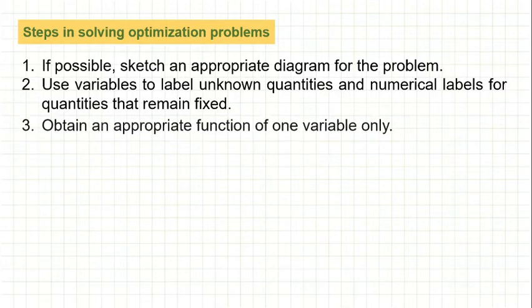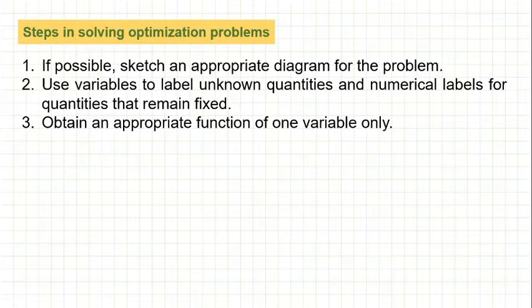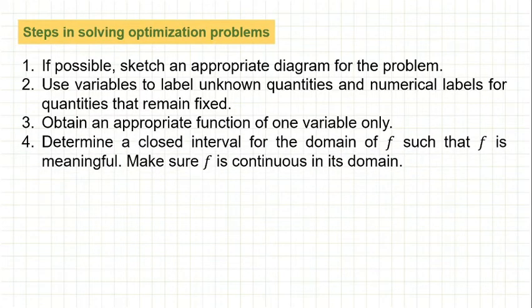Then after that, we are going to obtain an appropriate function of one variable only. This function is what we call the objective function. The objective function is the function that we are going to maximize or minimize. Okay? Then, we are going to determine a closed interval for the domain of f such that f is meaningful. Make sure f is continuous in its domain. So, kailangan natin malaman yung closed interval so that we can apply the extreme value theorem.